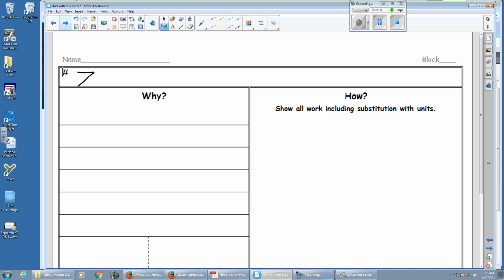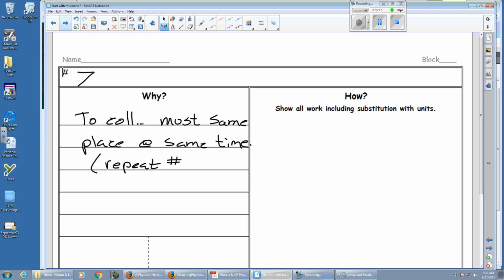That's important. So to collide must be same place at same time. That's probably the most important point in the SWAT. You know, then you would want to kind of, I'm going to put in here, repeat number 6, right?